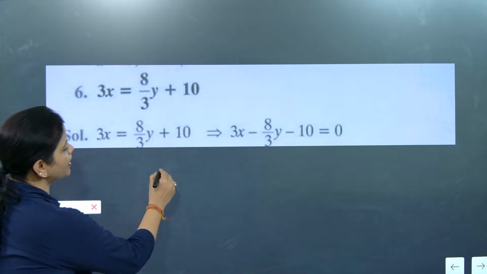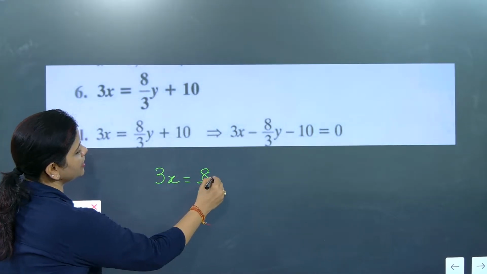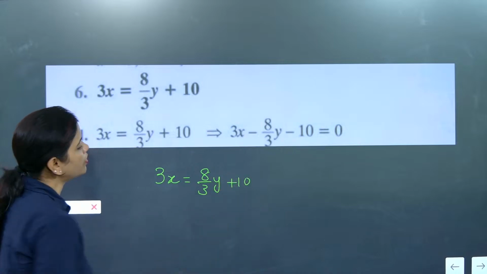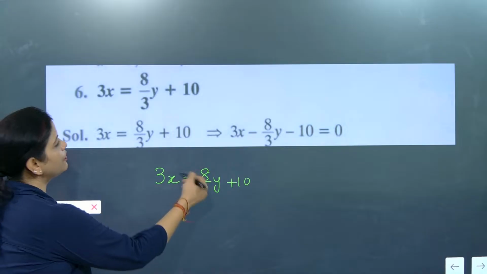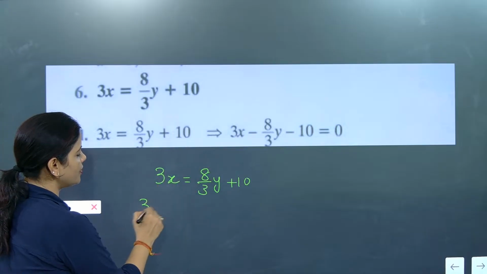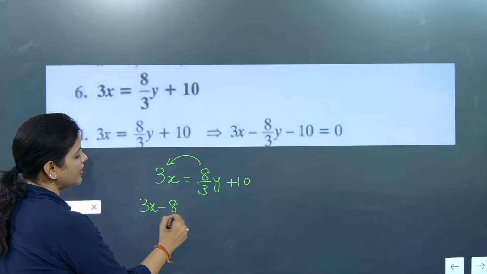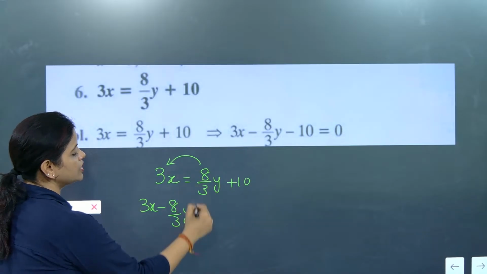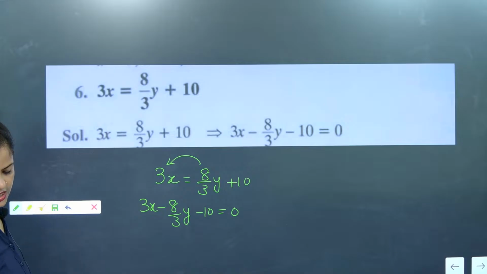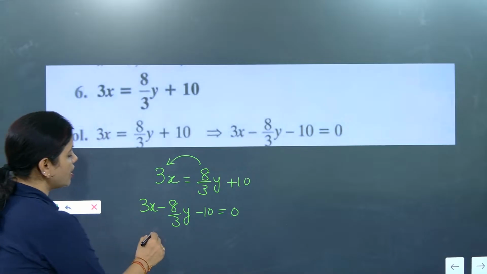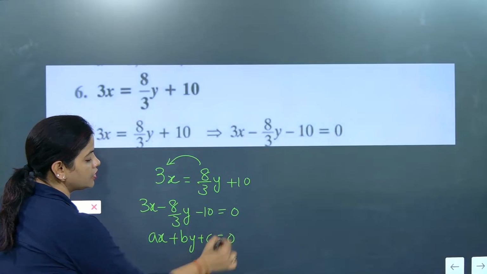Now let's check this one out. 3x equal to 8 by 3 y plus 10. Okay, so the first preliminary step I have shown you is that we will shift everything to one side. So it will become 3x. This will shift this side, it will become minus 8 by 3 y. This will shift, it will become minus 10 equal to 0. Now this is exactly in the format of ax plus by plus c equal to 0.